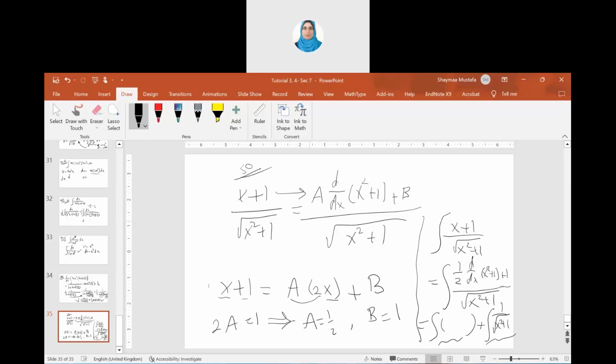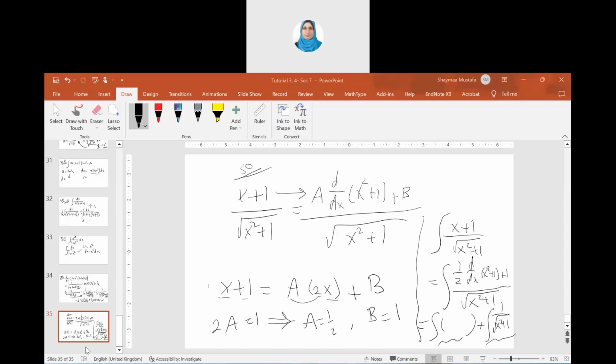This is for question 50, and 51 is a similar idea. You have to find a and b, then use the substitution method and separate the integrations. 50 and 51 are exactly the same.